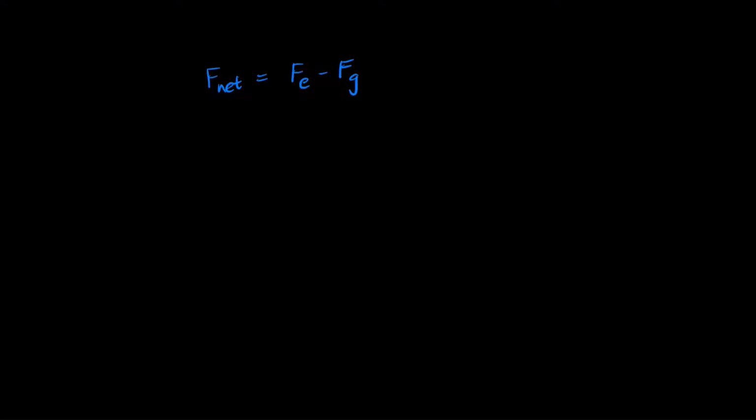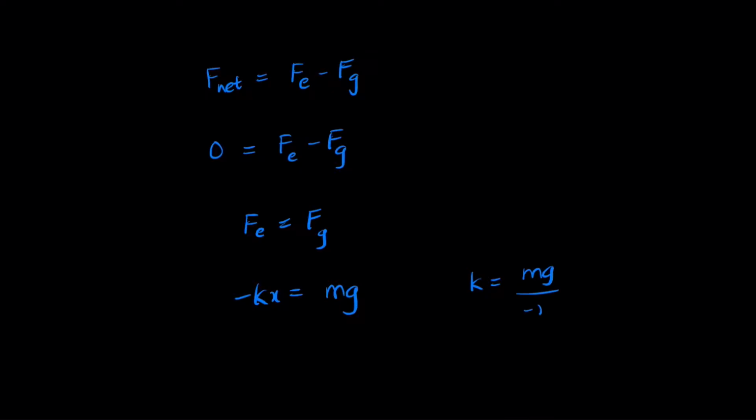Now we know that the net force is 0, which means Fe minus Fg equals 0. So Fe becomes equal to Fg. So we know the elastic force is negative Kx, and Fg becomes mg. Now K can be written as mg over negative x.